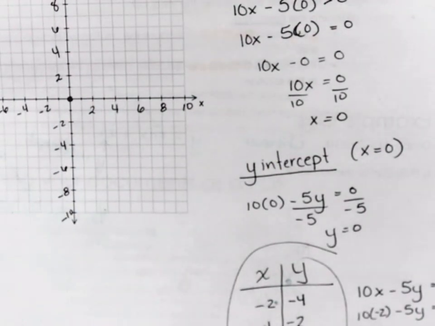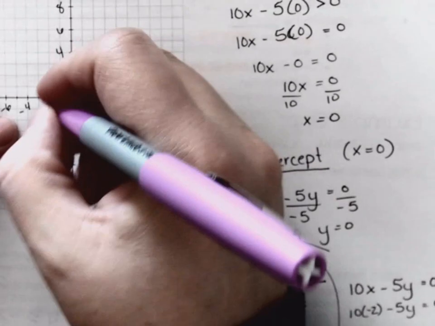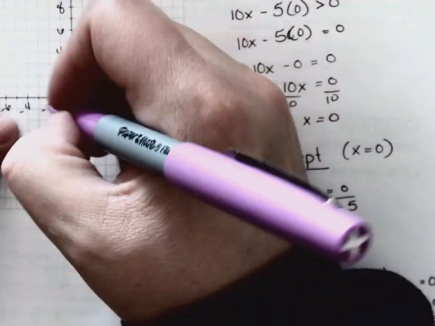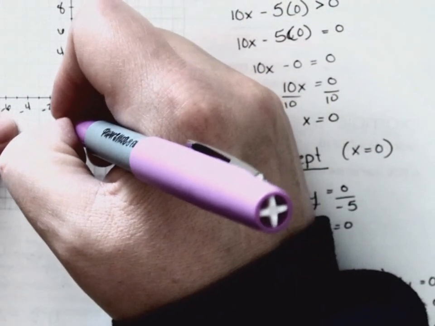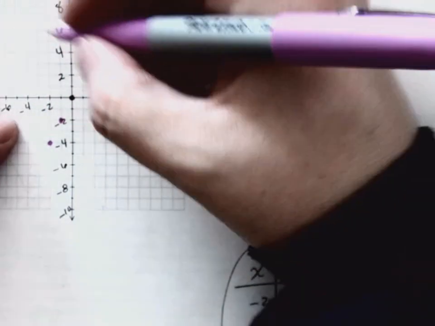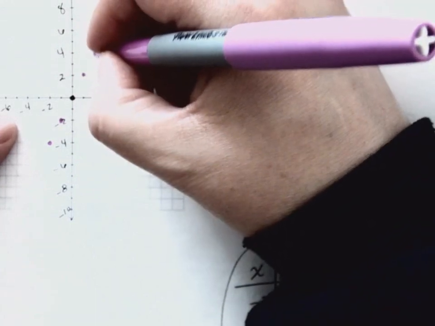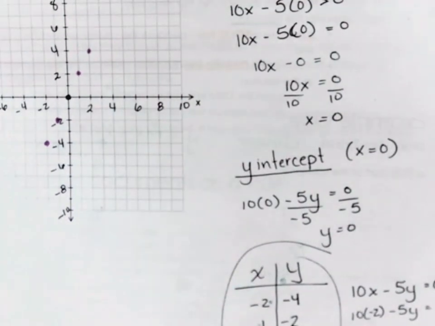Okay, so I'm going to graph that table of values. So when x is -2, y is -4. When x is -1, y is -2. We have the 0, 0 already on there. 1 and +2, and 2 and +4. So again, I got about 5 points on there.